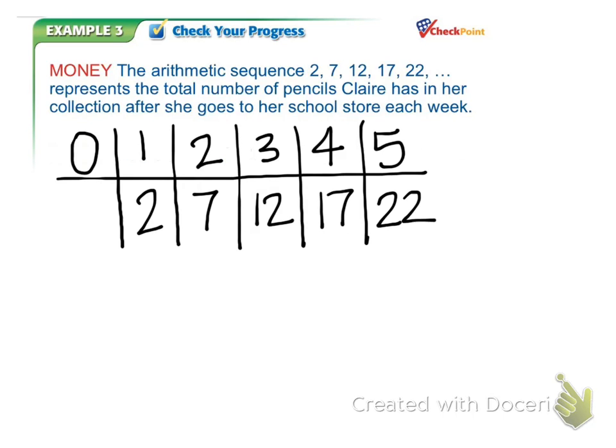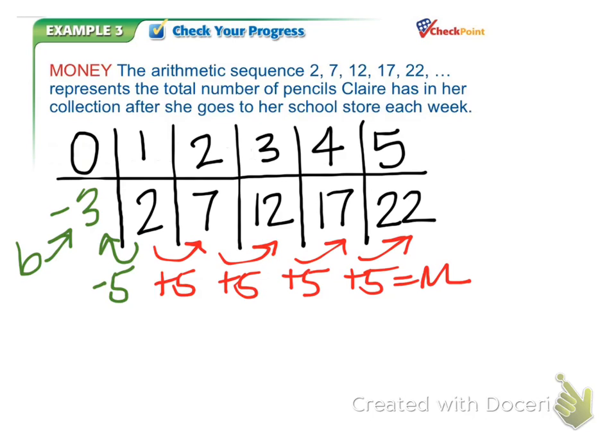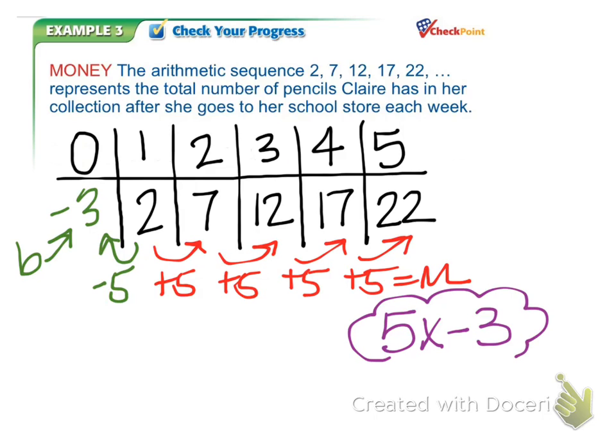Hopefully when you went through and found your pattern, you said that each and every time you are increasing by 5. That's your M. Then you find your 0th term by subtracting 5, and so you get a 0th term of negative 3, and that is your B. Last but not least, when you write your rule, you have mx plus or minus b. So you have 5x minus 3.